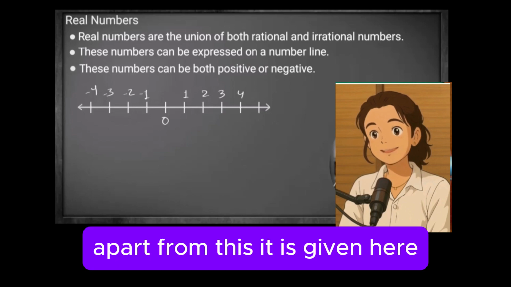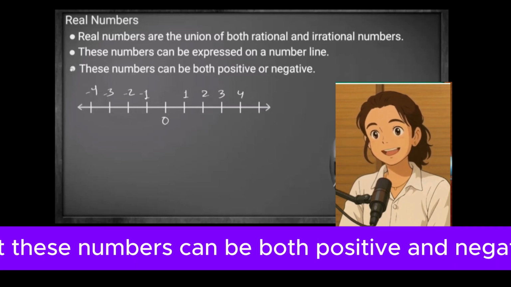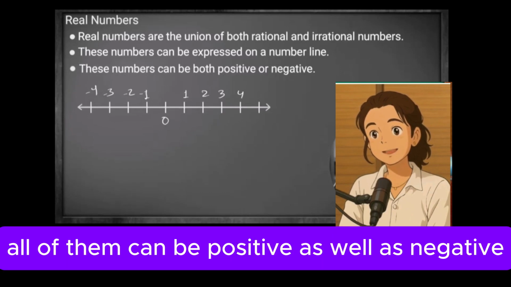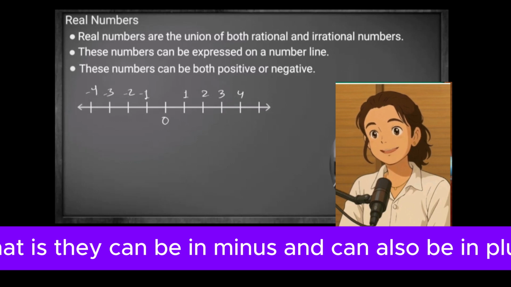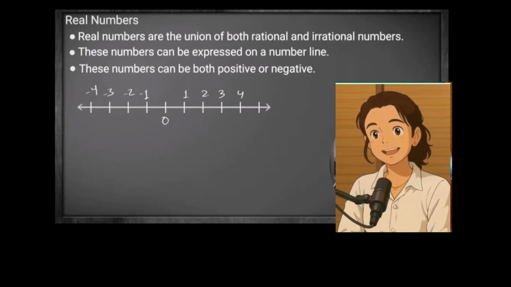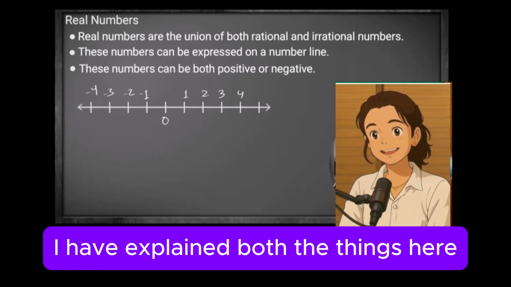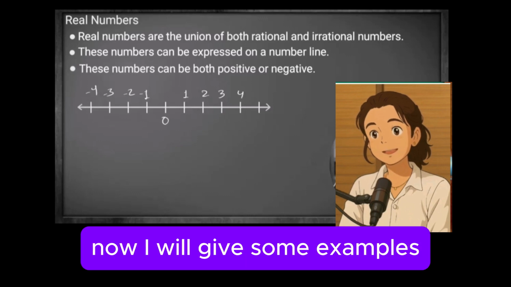Apart from this, it is given here that these numbers can be both positive and negative. All of them can be positive as well as negative. That is, they can be in minus and can also be in plus. I have explained both the things here. Now I will give some examples.